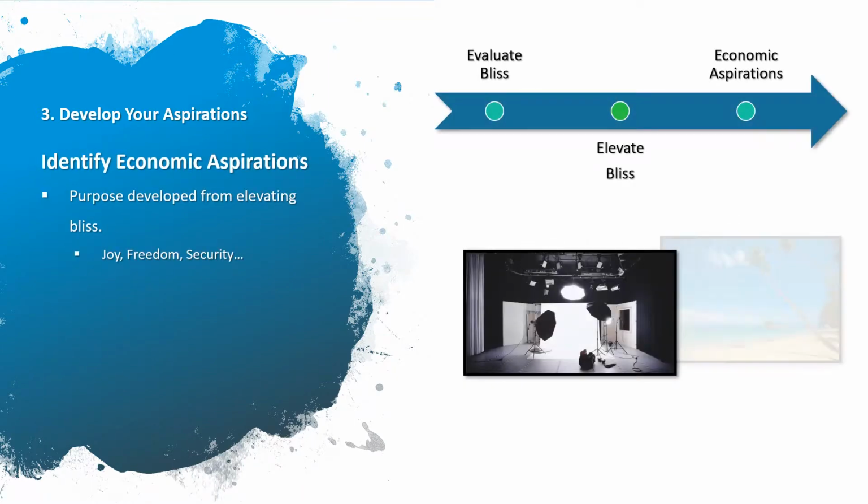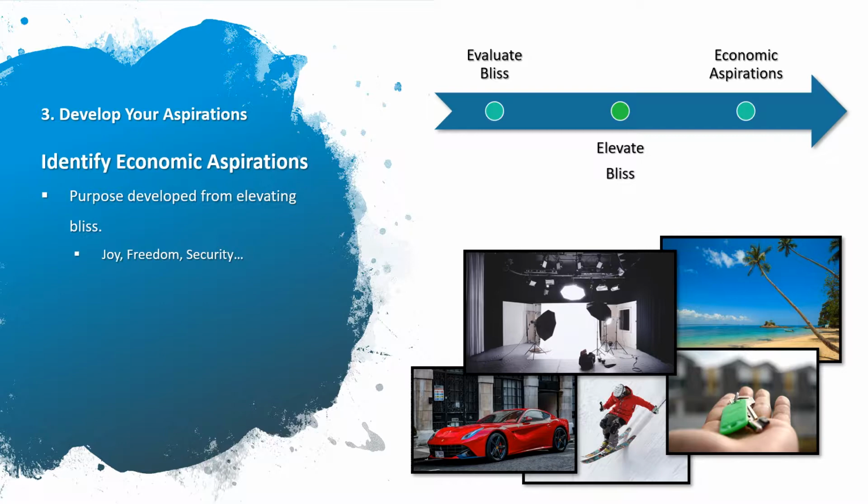Economic aspirations, well, they're very different to your social aspirations because their purpose developed from elevating bliss. So remember, bliss was all about the things that make you feel as if you're living your life, that really make life a fulfilling and fun and engaging experience. Most of the work in your personal development is going to go towards elevating bliss. So once that bliss is elevated, what are you looking to aspire to attain? What things can you attain to grow and elevate that bliss even further? Because they give you joy, they give you freedom, they give you security.